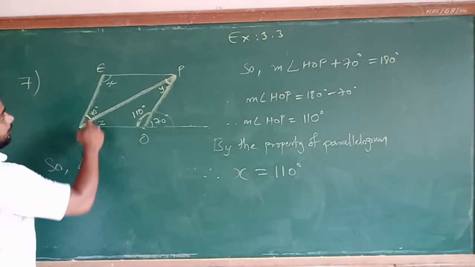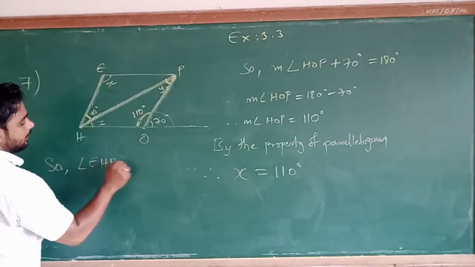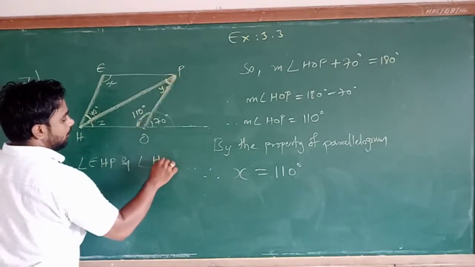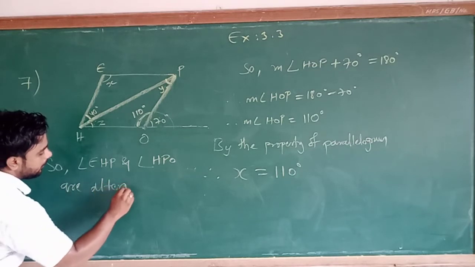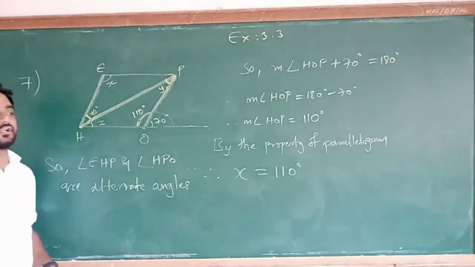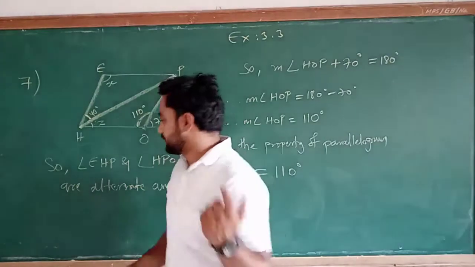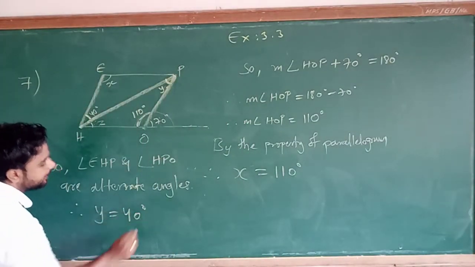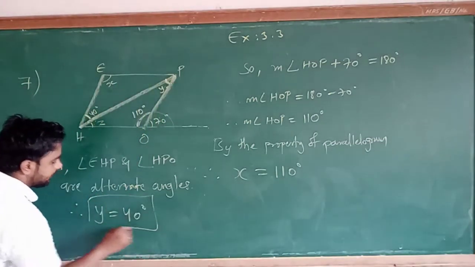So which angles? I can write that angle EHT and another angle HPO are alternate angles. Now if the angles are alternate, that means what? The measure of both of the angles is what? Same. दोनों एंगल का मेजर कितना होगा? सेम होगा. So therefore y is equal to how much? 40 degree. ये 40 है, ये भी कितना होगा? 40 होगा. So this is the value of y.